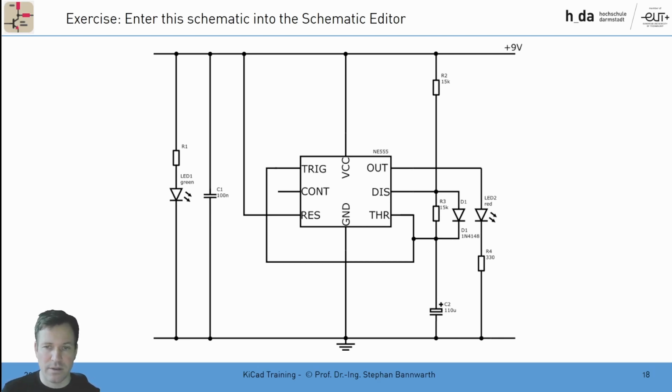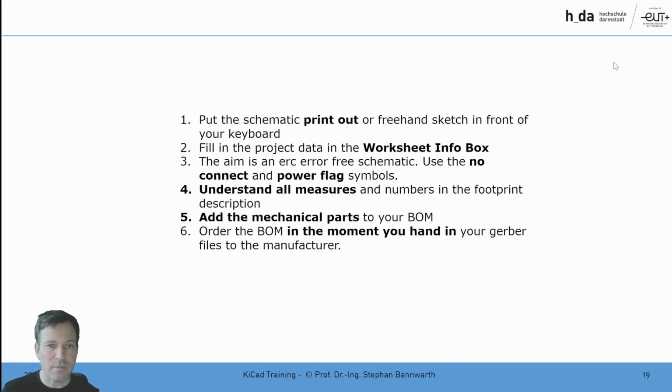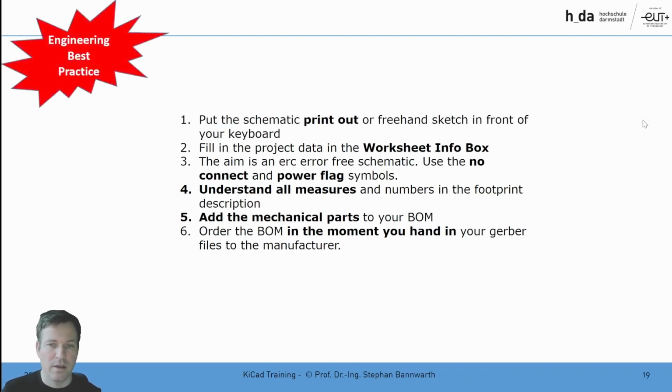And I want to give you for this some best practice advices in order to avoid some pitfalls. And it's also a sum up of maybe the most important points and steps from this training. First, put the schematic printout of freehand sketch in front of your keyboard. Second, fill in the project data in the worksheet info box in order not to forget it later on. Third, the aim is an ERC error-free schematic. Use the no connect and power flag symbols to achieve this. Fourth, understand all measures and numbers in the footprint description in order not to mess up with the components you order and the components you used as a footprint.